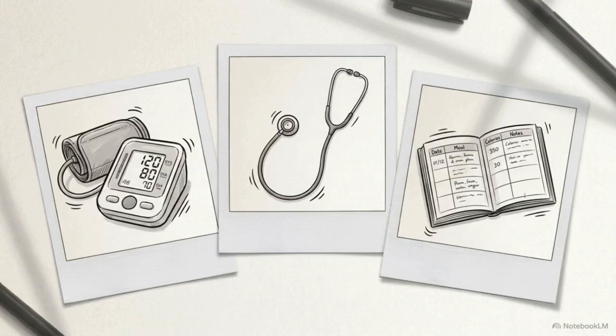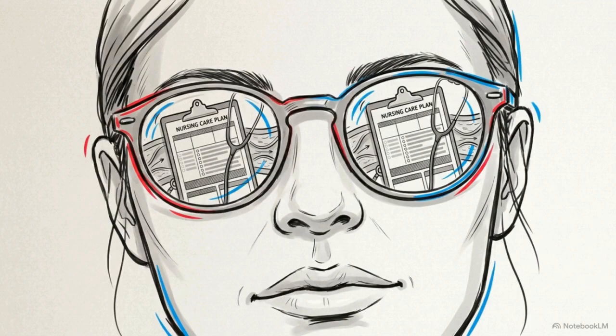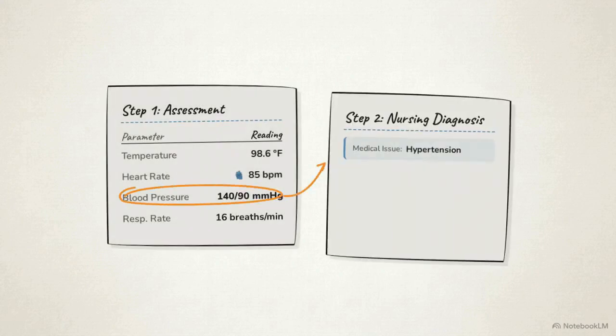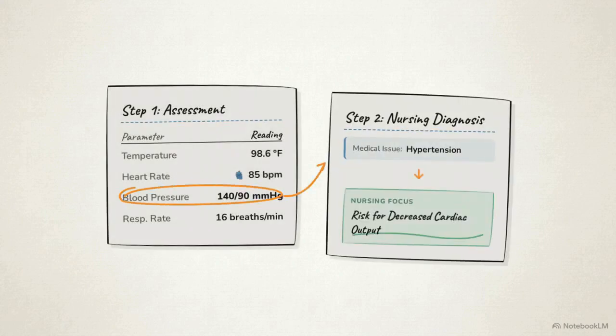Completing this multifaceted assessment gives us the full picture. It prevents us from treating the disease blindly and ensures our plan targets the specific realities of the whole patient. With our baseline data gathered, Step 2 requires interpreting those numbers to identify the core problem.